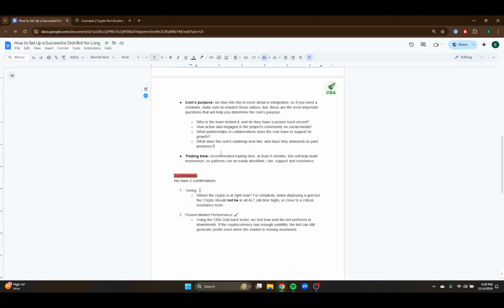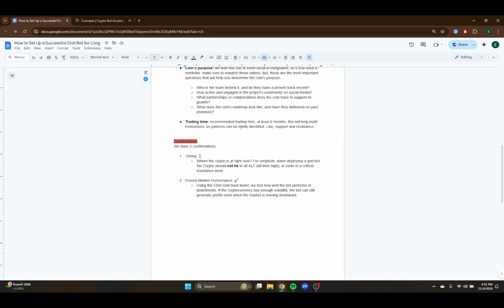Trading time. Recommended trading time should be at least 6 months. Now, why 6 months? Because this will build enough momentum in the cryptocurrency so patterns can be easily identified, like support and resistance. Anything below 6 months is just not enough data for you to really recognize patterns. That is why we recommend at least 6 months of trading time.